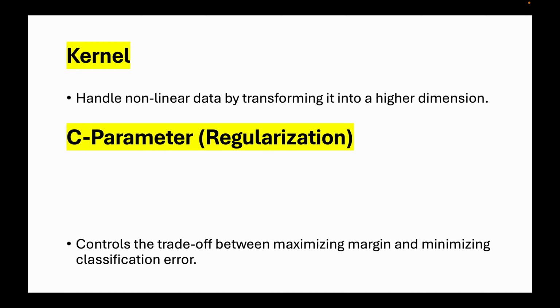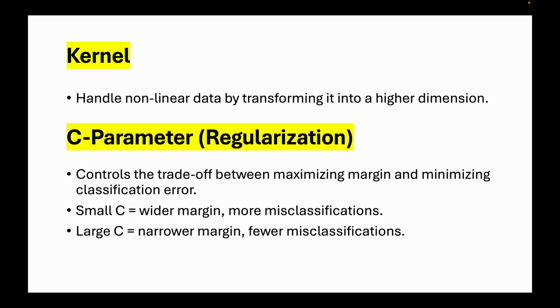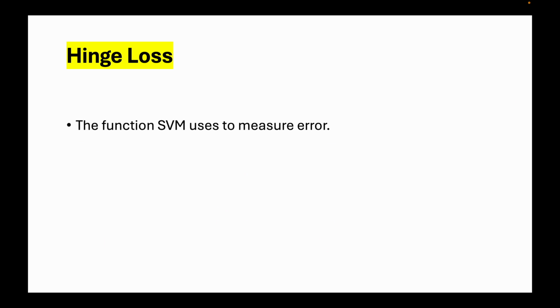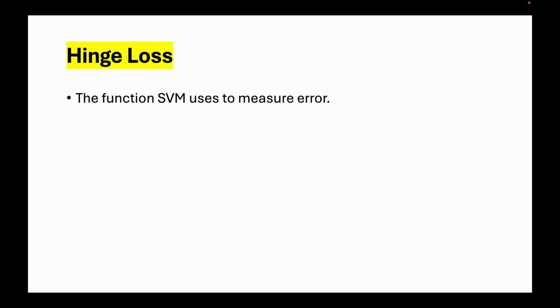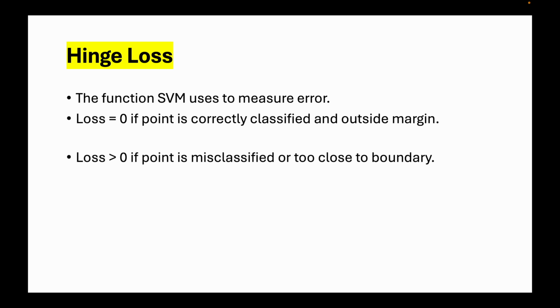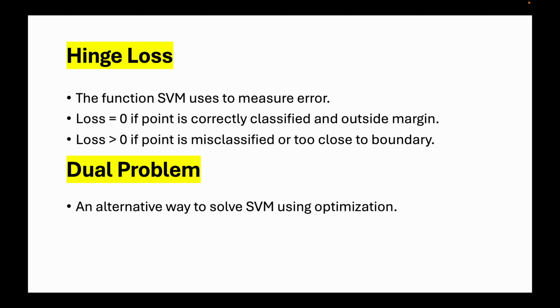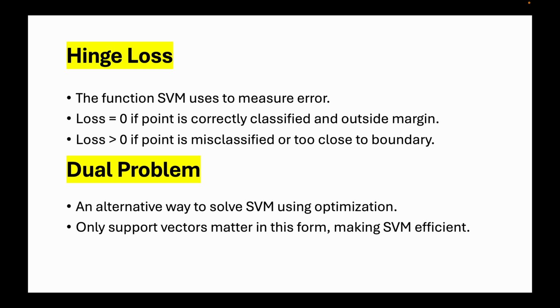C parameter. It controls the trade-off between maximizing the margin and minimizing classification error. Small C means wider margin, that is more misclassification. Large C equals narrow margin, means fewer misclassification. Hinge loss. It is the function that SVM uses to measure error. Loss equals 0 if the point is correctly classified and outside the margin. Loss is greater than 0 if the point is misclassified or too close to the boundary. Dual problem. It is an alternative way to solve SVM using optimization. Here, only support vectors matter in this form, making SVM efficient.